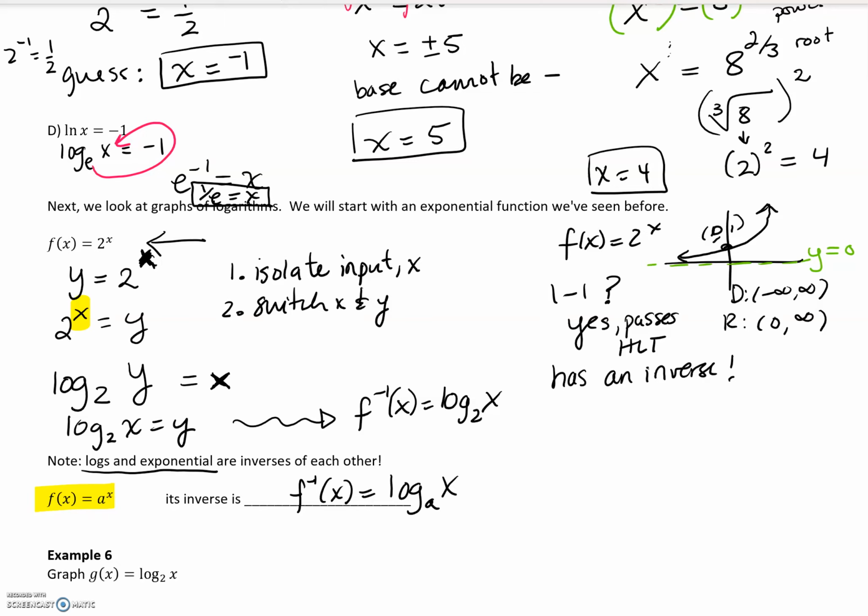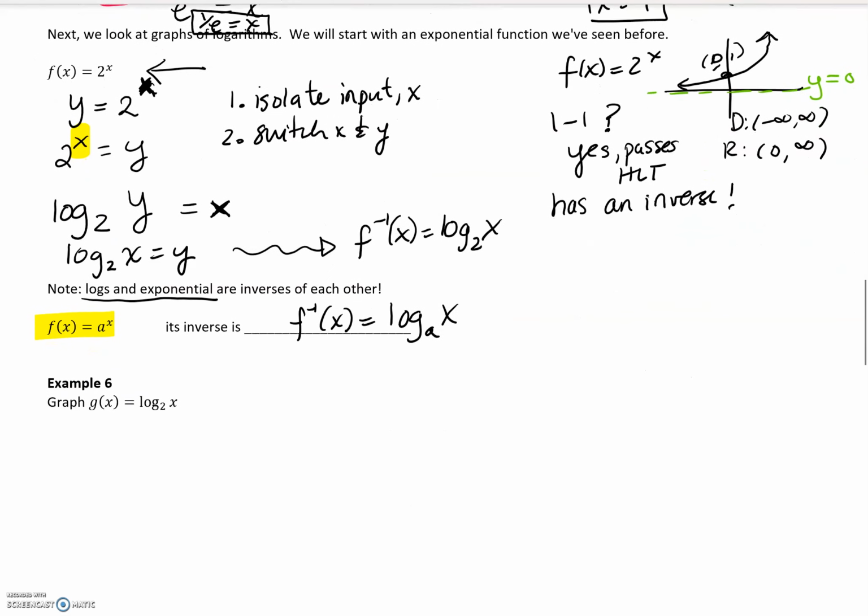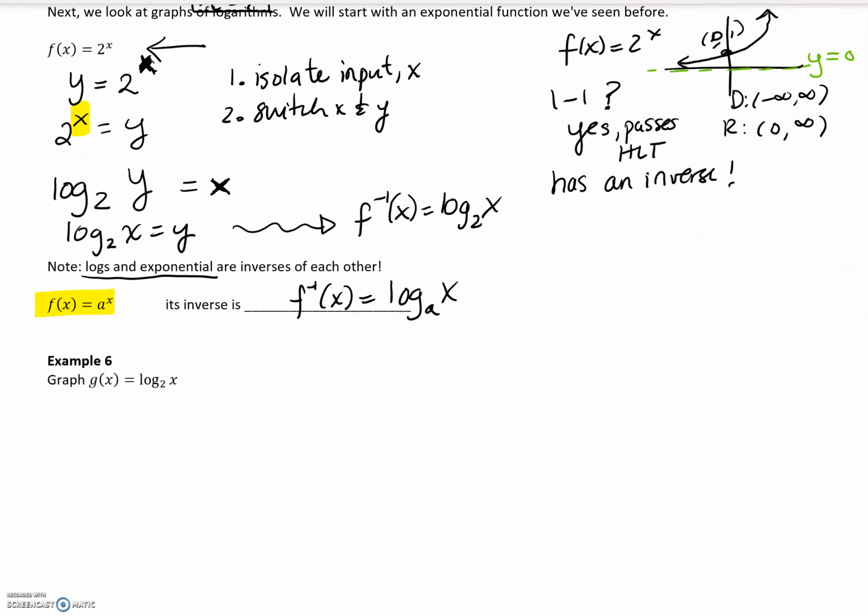In other words, if I want to graph log base 2 of x, I could go do it by hand, or I could just do the image across the line y equals x, from the graph of the exponential function that I have. So we'll look at it by just going and inputting some values and then tying it back to the exponential function. So let's make an XY chart.